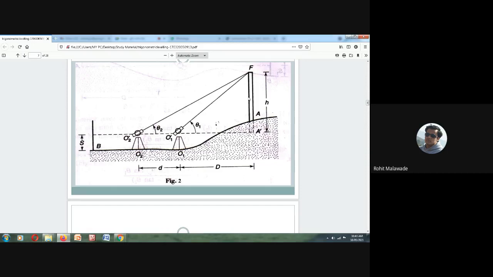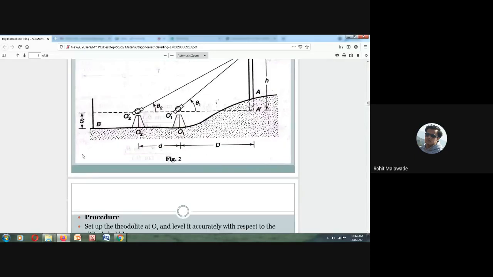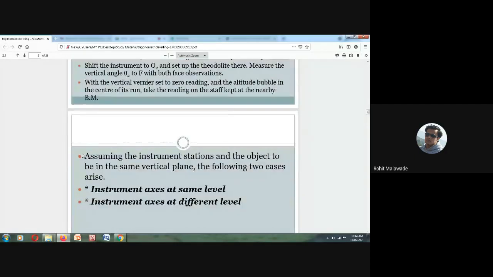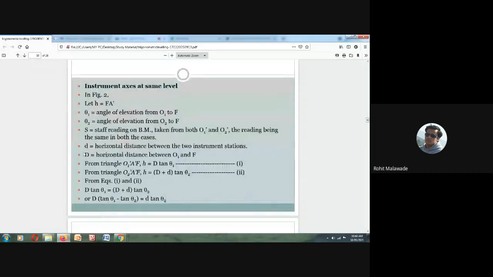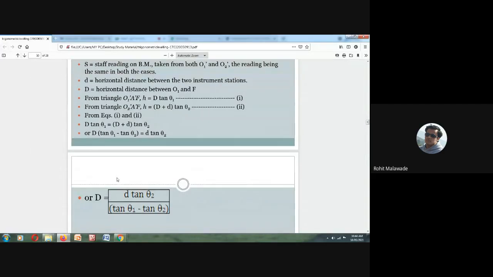Then we will be looking towards the point F, and we are going to measure the vertical angle θ2. Then we will be noting down the staff reading at B. Okay, so this is what we have done. Now we will be noting down the angle and the distance.